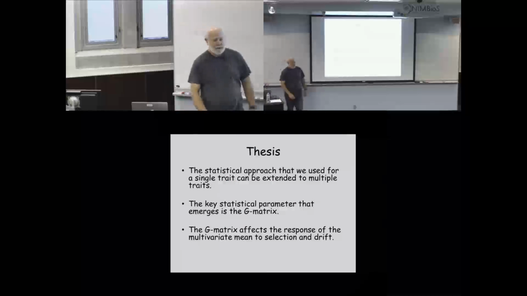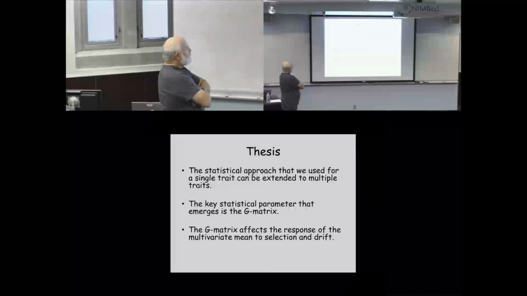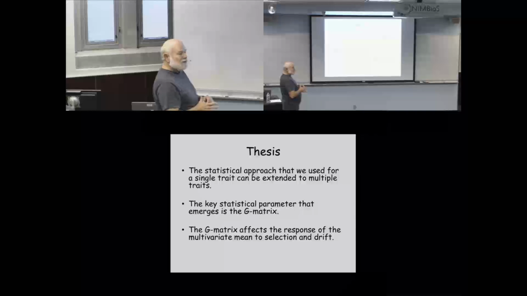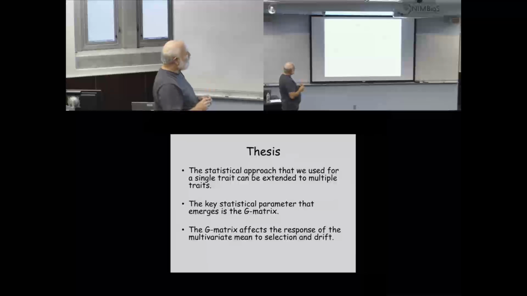Okay, so here's our thesis for this first lecture. And that is the statistical approach we were using for the inheritance of a single trait can be extended to multiple traits. And when we do that, instead of just heritability, we're going to find that heritability turns out to be not a particularly useful concept in the multivariate case. Instead, we're going to be using something called the G matrix, which is a matrix with genetic variances, those G's on the main diagonal for each trait, and then, as you'll see, genetic covariances in the off-diagonal areas.